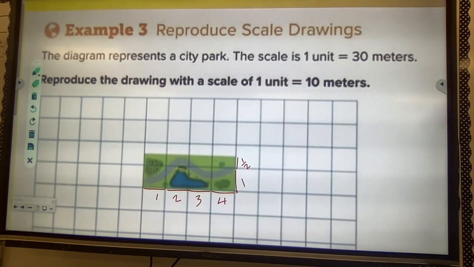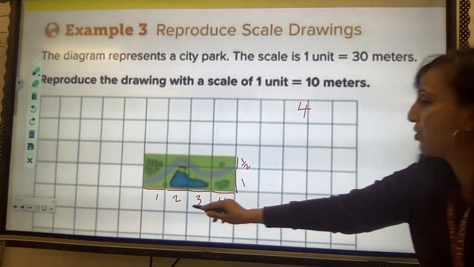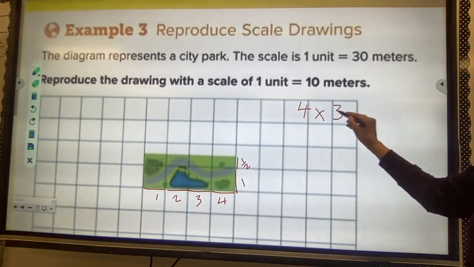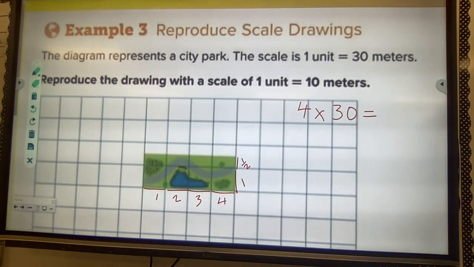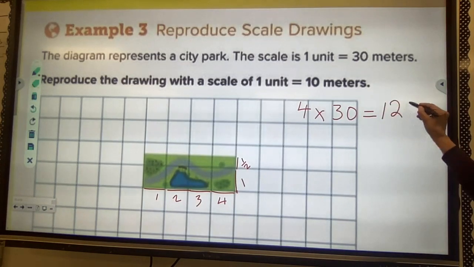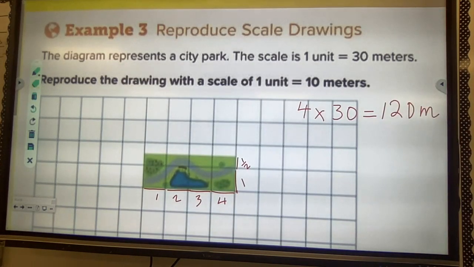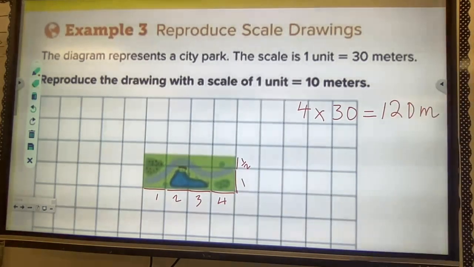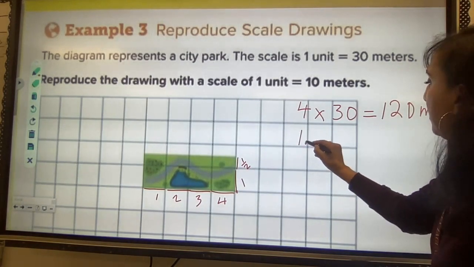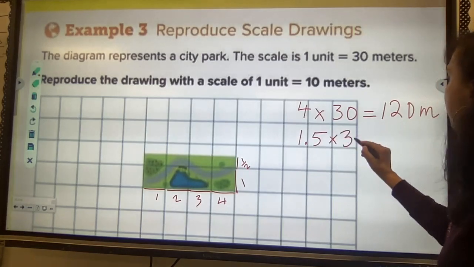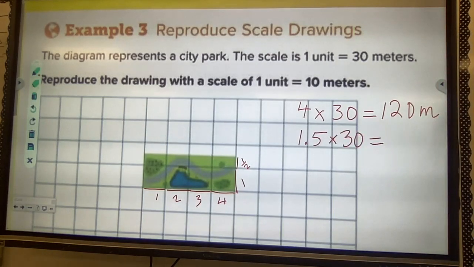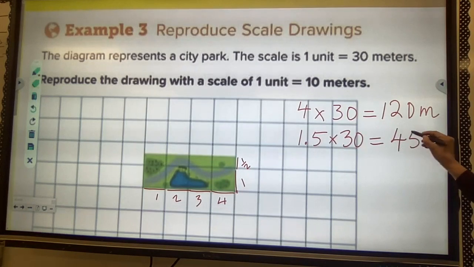So the actual dimensions of the park are, we have 1 unit is 30 meters. That's what it's saying. So the actual dimensions of the park would be 4, because 4 times 30, and that would give me how much? That would give me 120 meters. Okay? And then the actual dimension of this part, that is going to give me how much? 1 and 5/10 times 30. All right, and so I get 45 meters. So this is the actual dimension right now.